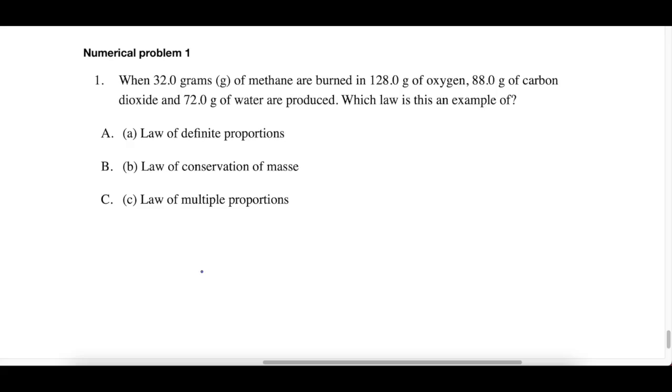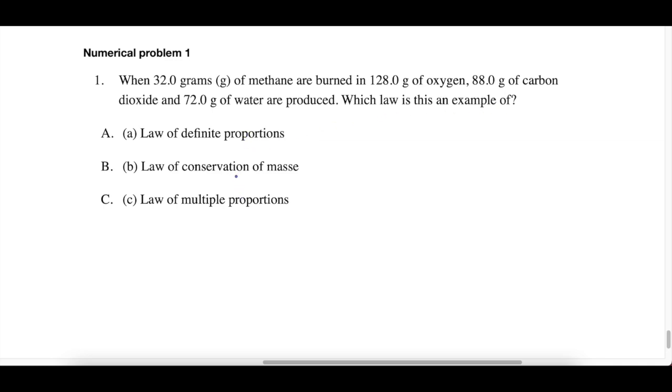In this video we are going to do some numerical problems. So we start with this first problem. When 32.0 grams of methane are burnt in 128.0 grams of oxygen, 88 grams of carbon dioxide and 72.0 grams of water are produced. Which law is this an example of?